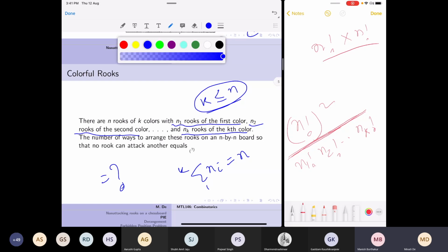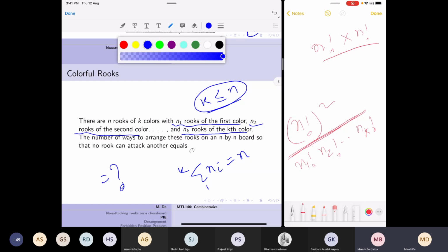Yeah, please explain it more. So first we do n factorial to arrange; if these were individual colors, there would be n factorial different combinations.